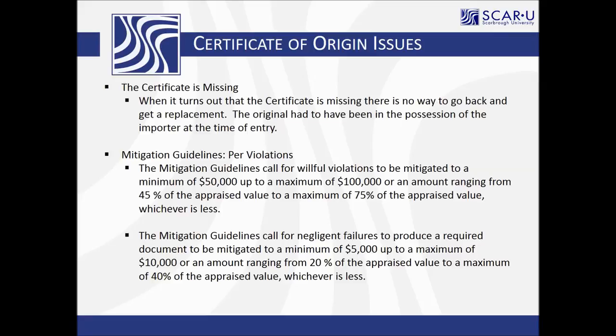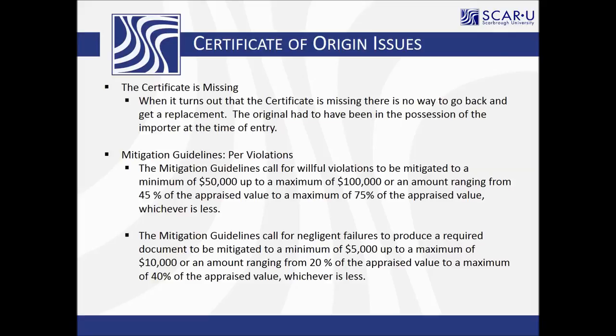Mitigation guidelines call for willful violations to be mitigated to a minimum of 50 grand. So if you know you did it wrong and you did it anyways, 50 grand, max of 100, or an amount ranging from 45 to 75% of the appraised value. So that's it. That's fraud, right? You know you're doing it wrong and you just keep doing it.